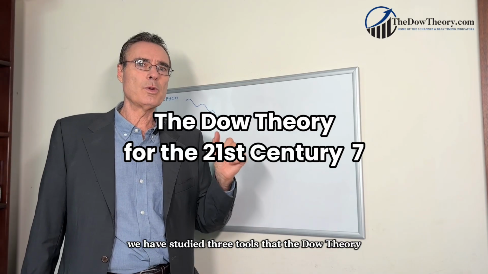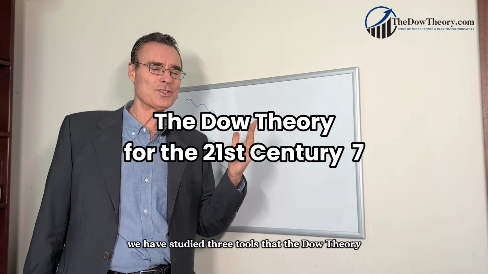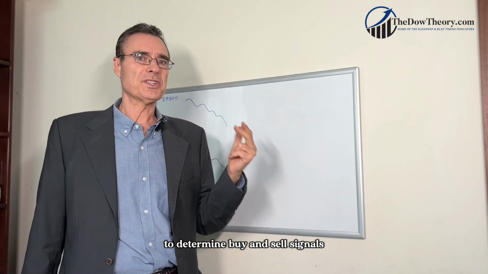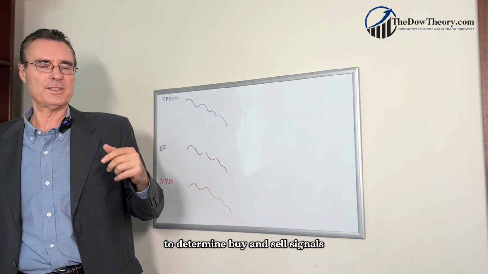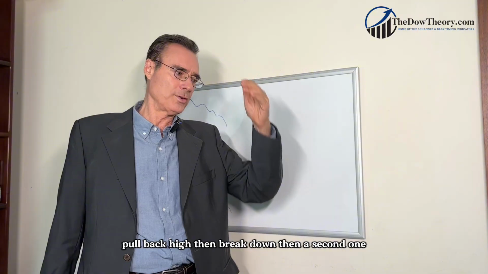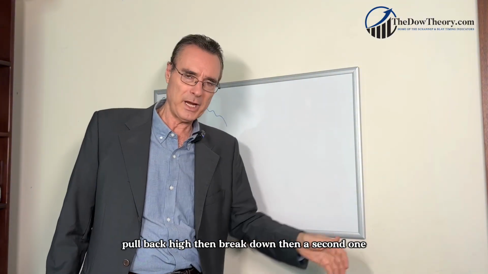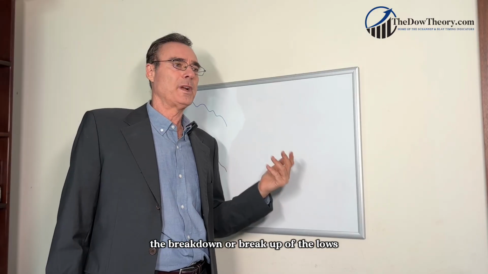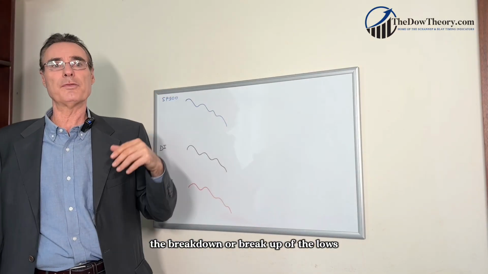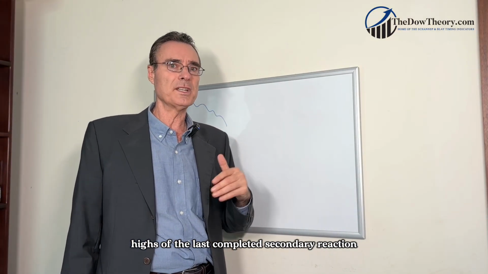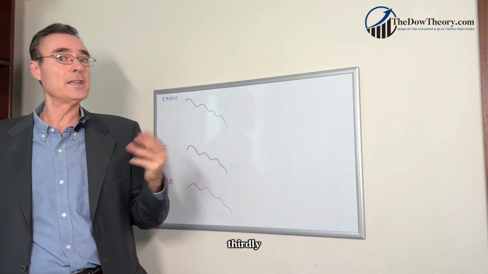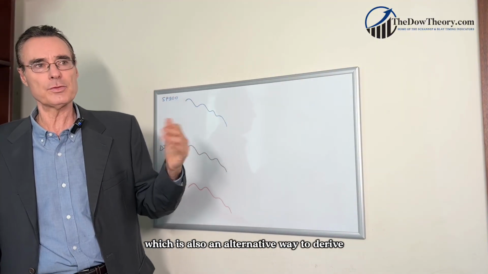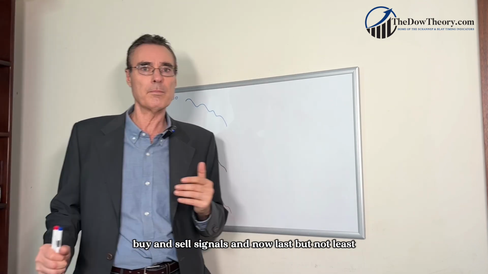So until now, we've studied three tools that the Dow theory for the 21st century has to determine buy and sell signals. The normal one: secondary reaction, pullback, high, then breakdown. Then a second, alternative one, which is the breakdown or break up of the lows or highs of the last completed secondary reaction. Thirdly, we also examined the bull and bear market definition, which is also an alternative way to derive buy and sell signals.